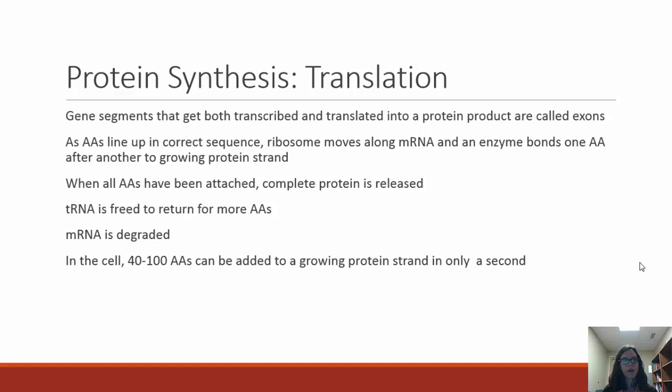So when all of the amino acids have been attached, the completed protein is released, and the tRNAs go back to the cytoplasm to get more amino acids so that they can build more proteins with different mRNAs in ribosomes. At that point, when the protein is completed, the mRNA that dictated the sequence of the polypeptide would then be degraded.